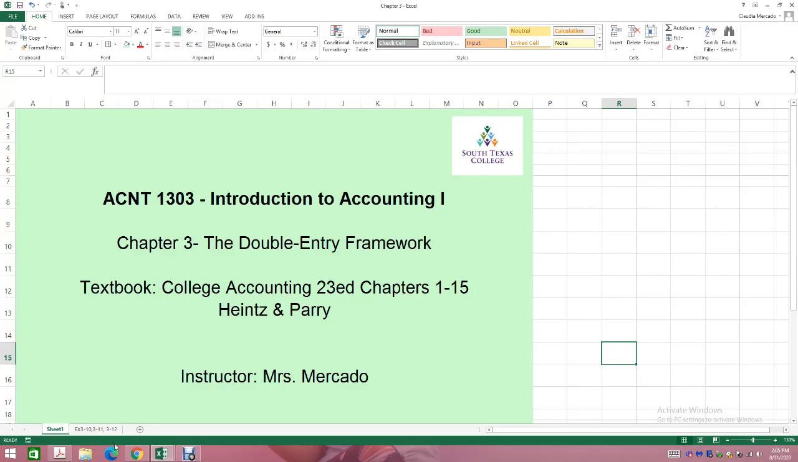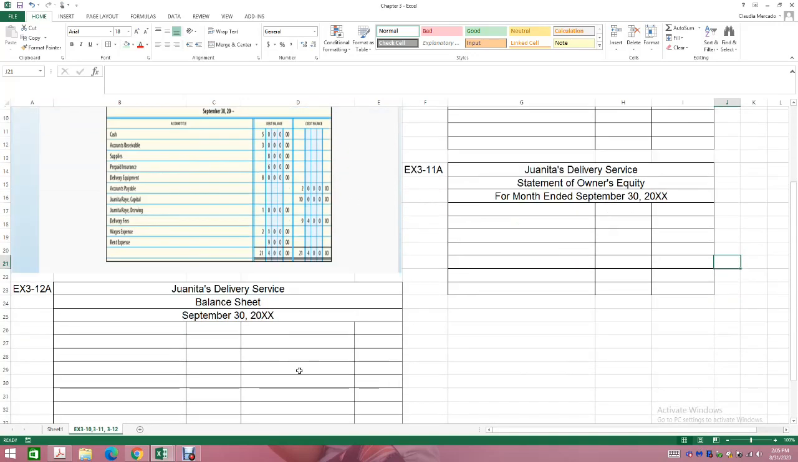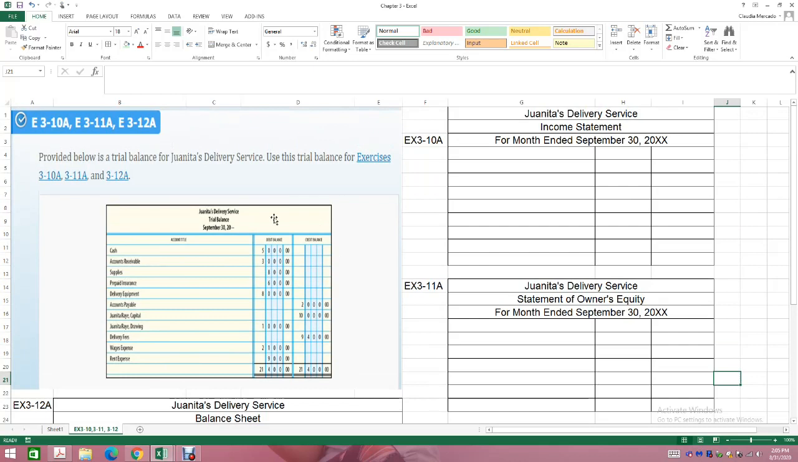Okay, so I'm going to jump right in because I don't want to take too much of your time. I just want this to be quick and fast. That way we can have an understanding of how to prepare financial statements. So this problem is pretty simple. They give you a trial balance for Juanita's delivery service. With this information you have to prepare your income statement, your statement of owner's equity, and your balance sheet. So you're going to be using this information to complete the 3 financial statements.